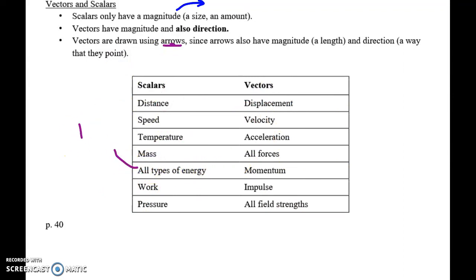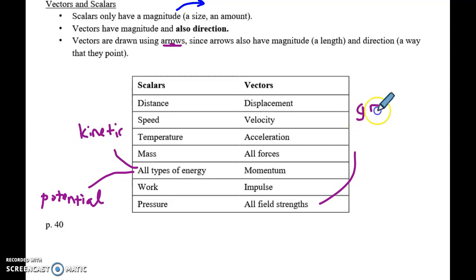Here's a list. This is a good list to memorize for the test. Energy, this could include kinetic, potential. Those are the two types generally. Field strength, this could be gravitational field strength. How strong is gravity? It could be electrical field strength. And it could be magnetic field strength.